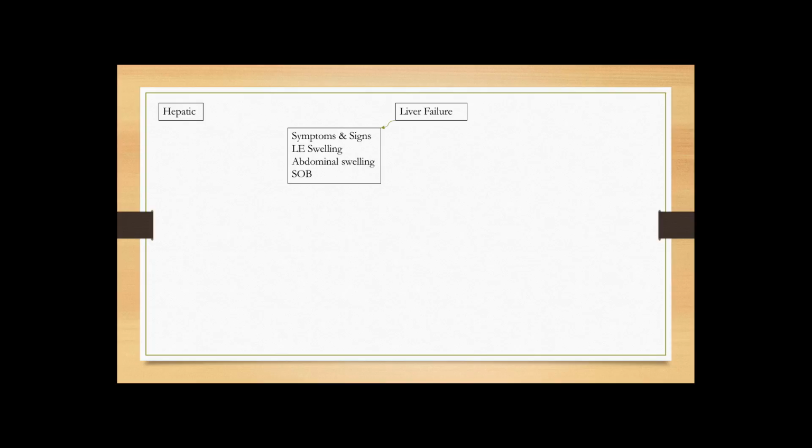Liver failure can cause symptoms and signs of liver failure, which are going to be lower extremity swelling, abdominal swelling, and shortness of breath. Again, you can see that these are basically your fluid volume overload symptoms. So really, liver in itself is not doing anything. It's basically a result of too much fluid in the body cavities or extravascular fluid. This is how people have these symptoms and signs, plus fatigue. Fatigue is the number one symptom here.